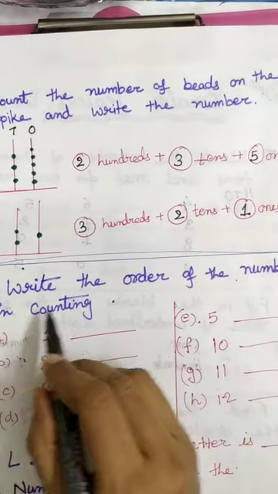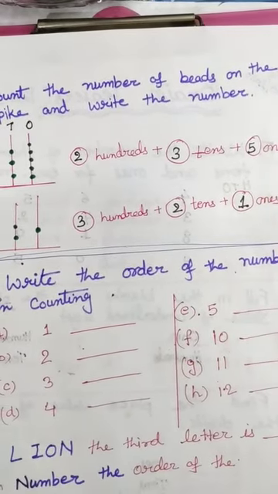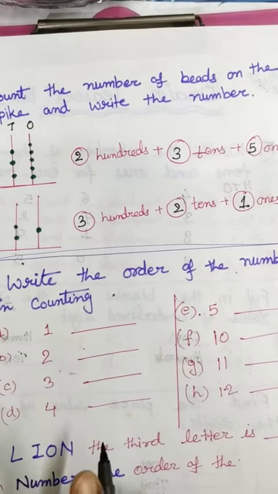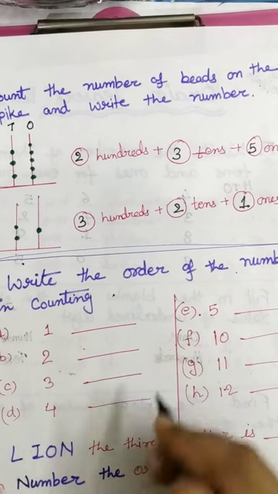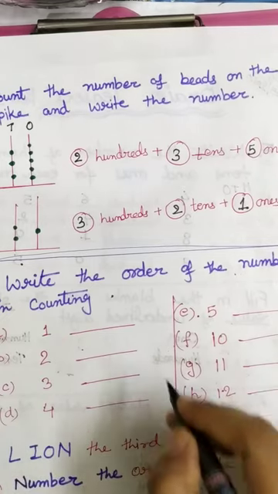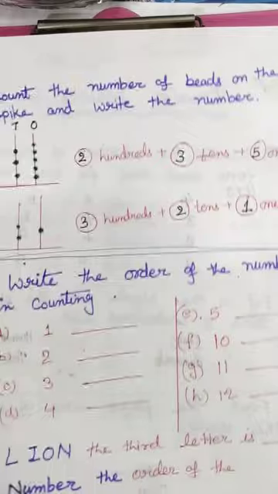Isn't it? Write the order of the number in counting. Ordering of number and ordinal number. These are the two things. Okay. We are studying ordinal. Here these questions are related with the ordinal number. How?